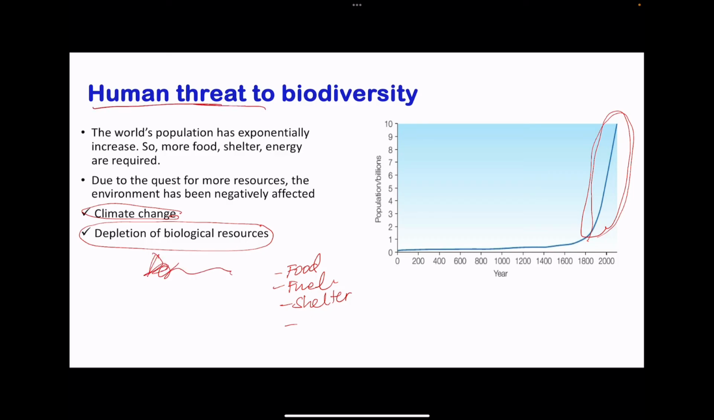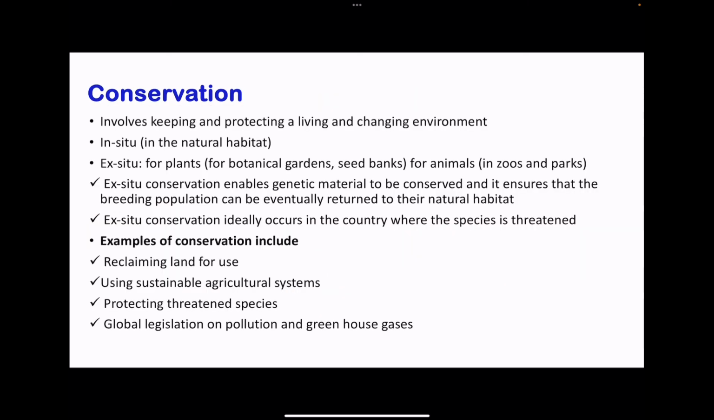A lot of habitats for organisms have been destroyed. A lot of plants have also been destroyed. So certain plants as well as animals are becoming extinct because of the human threat due to the increase in population and the desire for raw materials. Conservation is carried out in order to protect the environment as well as the organisms.